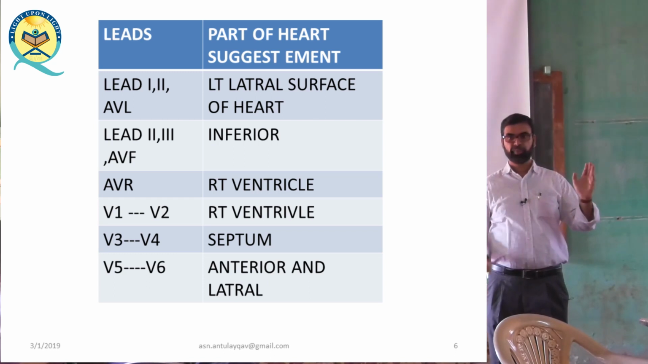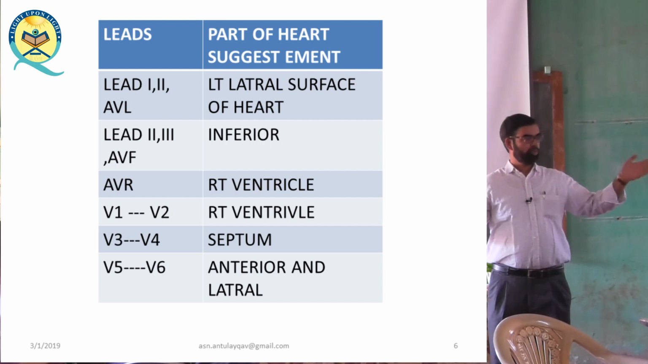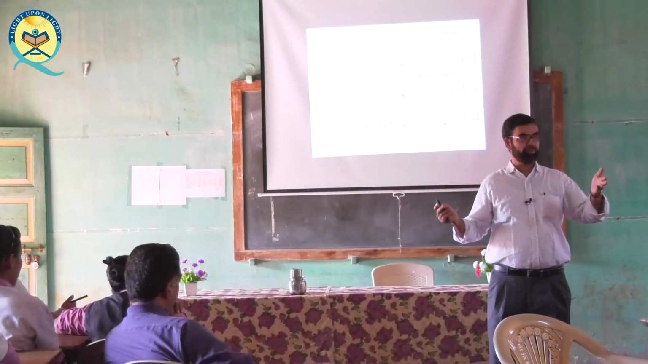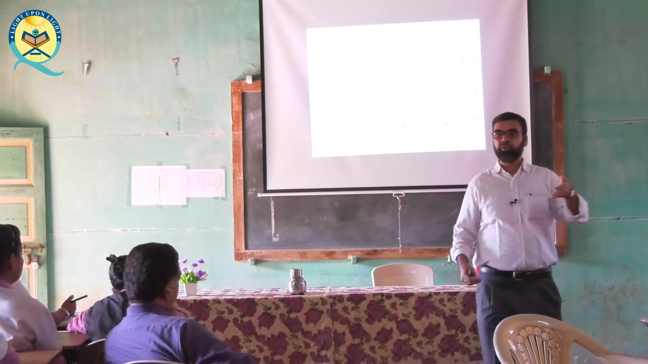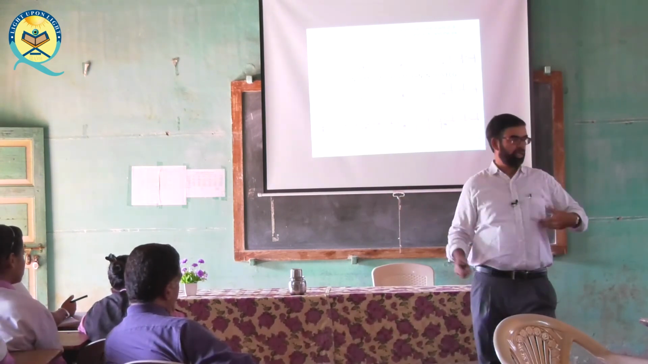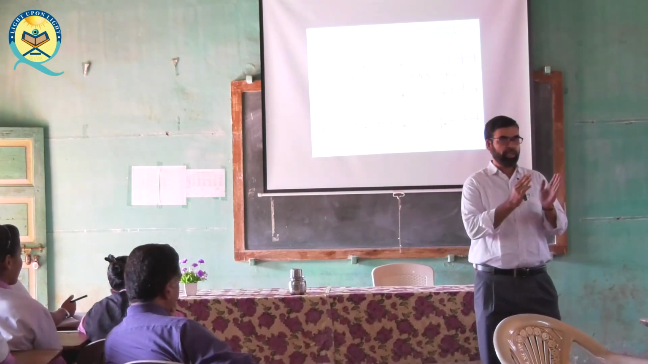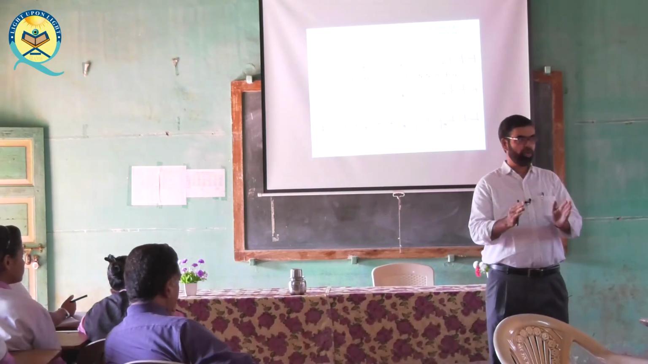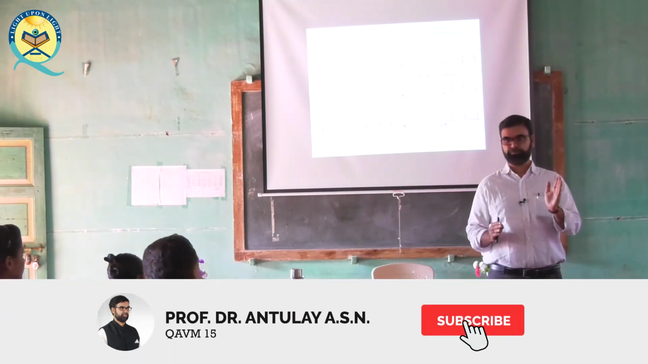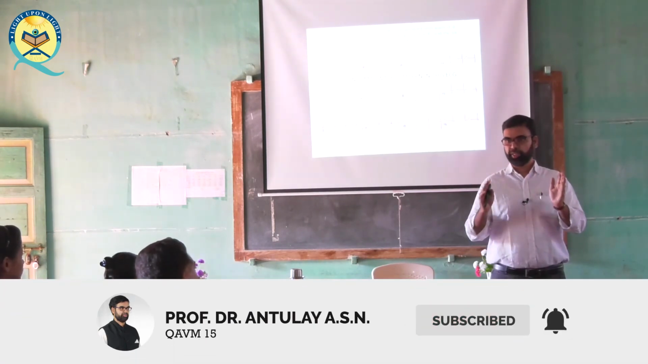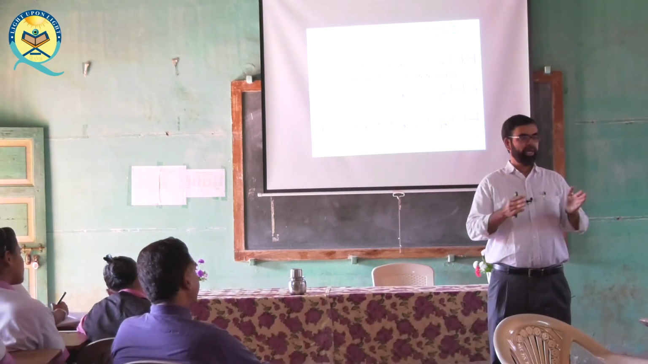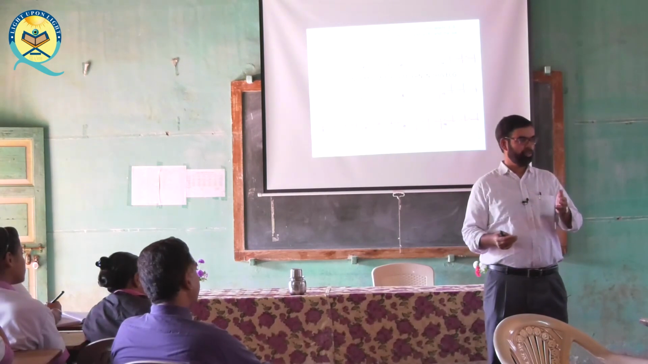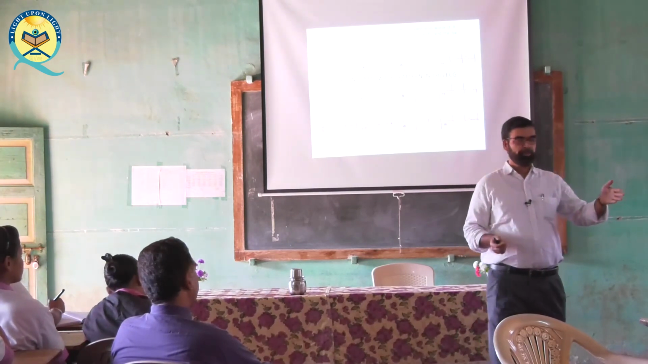So nothing to remember, just to understand. लीड 1 कहाँ पे अटैच है, both lateral side. AVL लेफ्ट आर्म पॉजिटिव है, और V5, V6 लैटरल साइड में। तो 1, AVL, V5, V6 suggest what, lateral side. You got it? Lateral, or you can consider anterior also, but anterior actually V1 and V2, I'll tell you later.